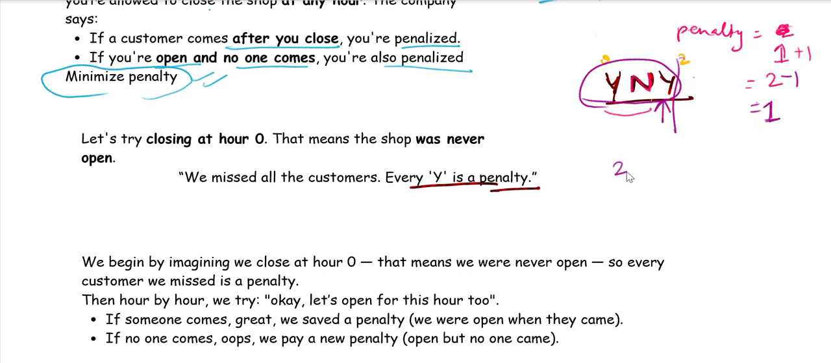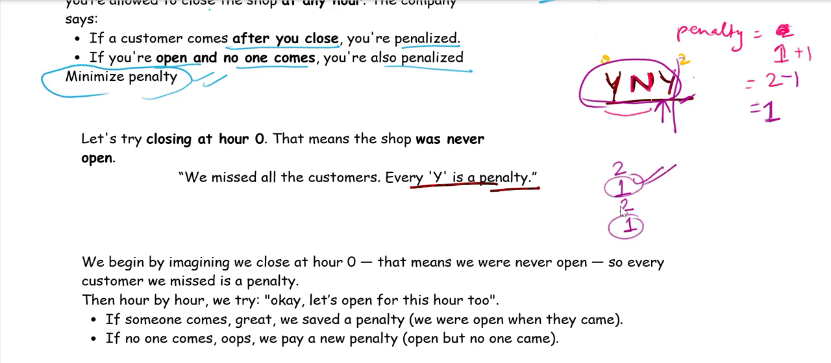You started with the shop closed, and 2 customers came, so you had 2 penalties. Then you opened and you served 1 customer, so you had 1 penalty. Then you opened another hour and no customer came and you wasted 1 hour, so you got penalized for that. Then you opened another hour and you served 1 more customer in that hour, so your penalty again went down. And so the lowest penalty we have seen is 1.